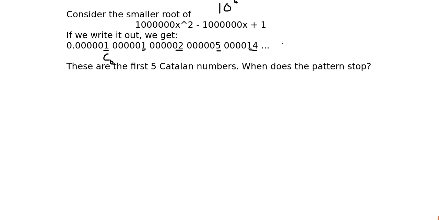And so we want to know when the pattern stops. It could stop with the next block, right? This could just be a coincidence. This could be completely unrelated to Catalan numbers entirely. But it's not. And so we need a better way to attack this than getting a computer to just list out the decimals. We want to know for sure.